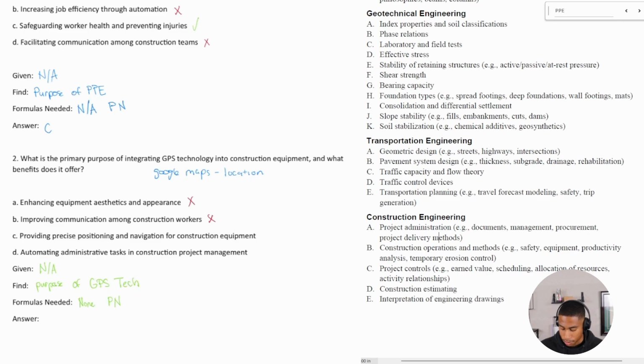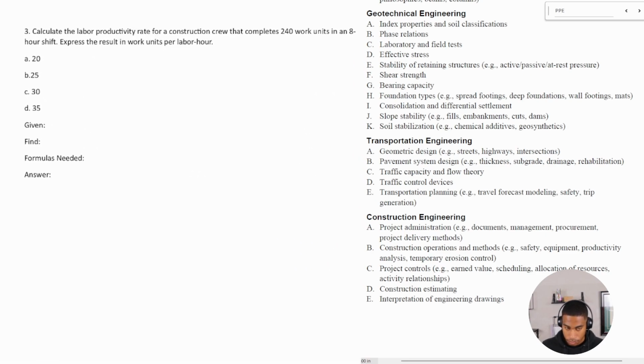All right. Are you providing precise positioning and navigation for the construction equipment? Yes, it's all about positioning. Are you automating administrative tasks in construction project management? It's more of tasks. It's not dealing with anything location based. So our answer is going to be C. All right, let's look at number 3.